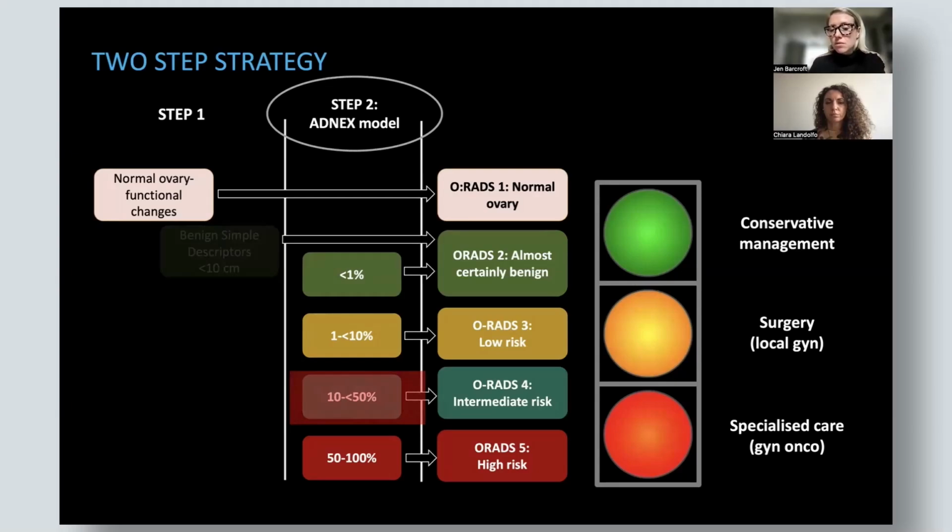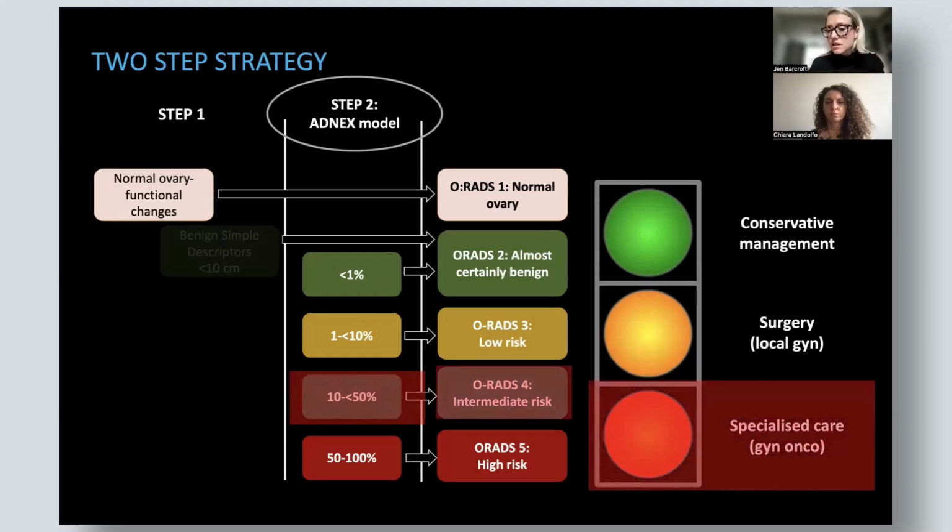So based on our ADNEX output, we have between a 10 and 50% risk of malignancy. So this would give us an intermediate risk, but the recommendation is very similar to the 50 to 100% category, that it should be looked after in a specialist gynecology oncology center rather than a local gynecological center.